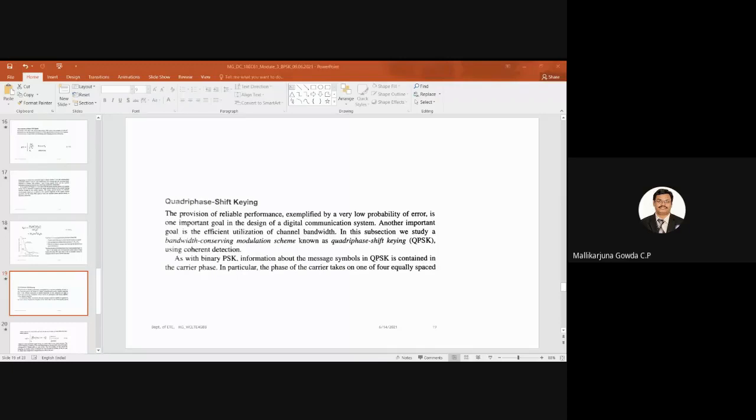See, I said modulation means what? Either we are varying amplitude or frequency or phase of the carrier signal in accordance with the message signal, right? So here, in case of binary phase shift keying, which parameter of the carrier signal is varied in accordance with the message signal, I'm asking.